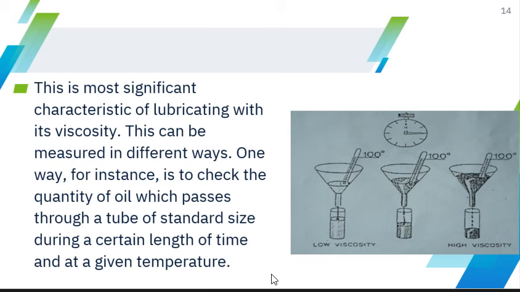This is the most significant characteristic of lubricating oil, its viscosity. This can be measured in different ways. One way, for instance, is to check the quantity of oil which passes through a tube of standard size during a certain length of time and at a given temperature.